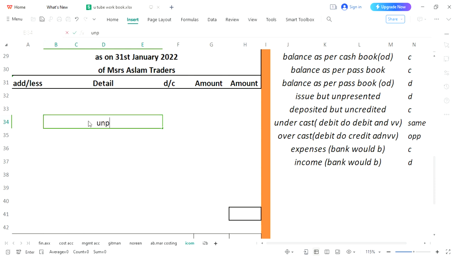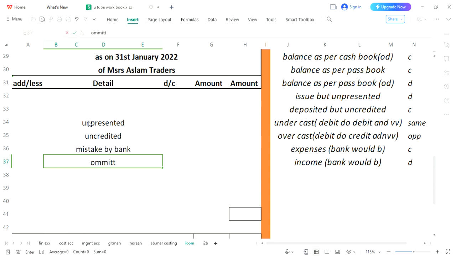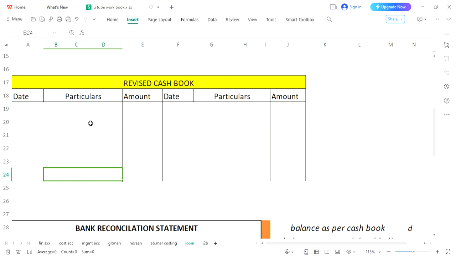First, unpresented, uncredited, mistake by bank, and omitted checks. These are 4 entries which would be part of old BRS, and all remaining entries will be entered in revised cash book. Rules are the same which have been written over here.